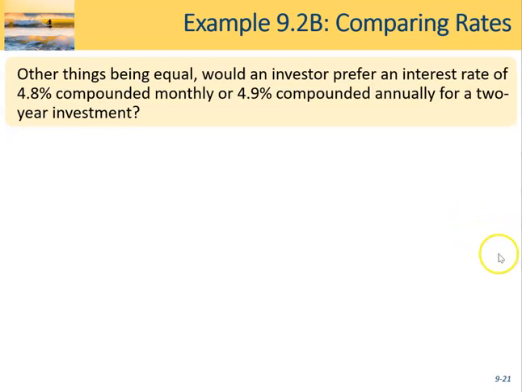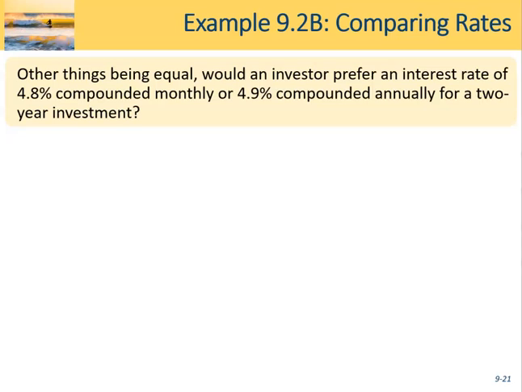So let's try this one, actually. And this one, many of you will be faced with in the future, maybe when you're looking at a mortgage or even a car loan from different lenders. And by being able to figure it out, it will allow you to personally make sure that you always pick the right option for yourself. So other things being equal, would an investor prefer an interest rate of 4.8% compounded monthly or 4.9% compounded annually for a 2-year period?